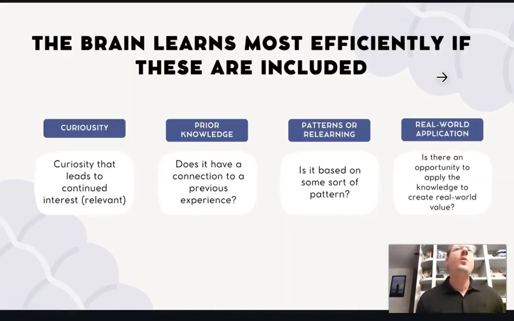So, real quick review on one of the previous videos. When you're putting together your lesson unit, you want to make sure these four steps are involved, right? The brain learns most efficiently if these are included. If you have some sort of curiosity builder, right? You connect your information to the students' previous experiences, some sort of prior knowledge in there. There are patterns in what you're teaching because the brain learns very efficiently in patterns. And you have to have some type of real world application, some type of opportunity to apply that knowledge to create real world value with our students. That's why project-based learning is so important.